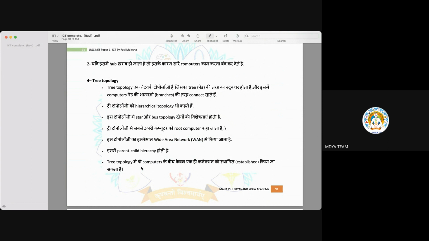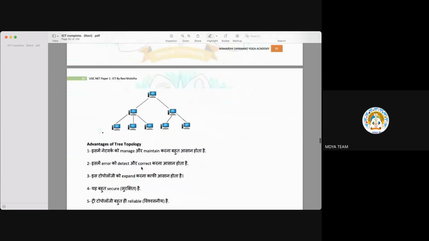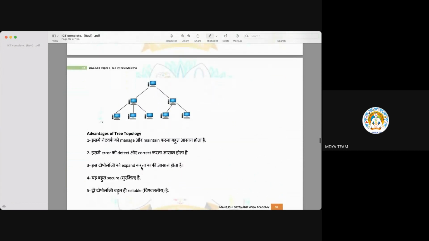In this type of topology, there is a parent-child hierarchy. In tree topology, the connections are established like this. A root computer is connected by these two, and this computer is connected by various other systems through a particular network which we studied earlier.